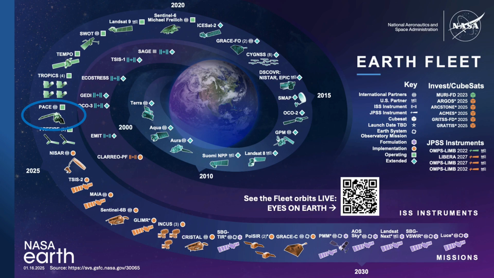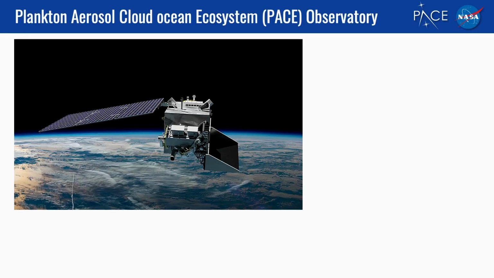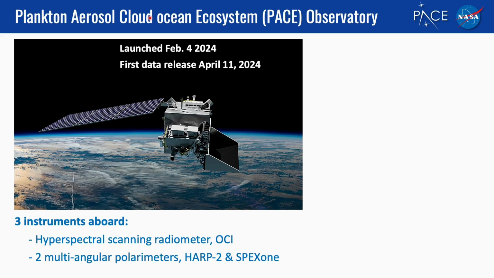So PACE was designed to bring a novel set of advanced ocean and atmospheric observation capabilities to NASA's world-class Earth observation fleet, expanding our ability to observe and understand our home planet. So what is PACE bringing to the fleet? First of all, PACE stands for the Plankton Aerosol Cloud Ocean Ecosystem mission. PACE was launched February 4th of last year, and our first data release was just 1 year and 4 days ago. There are 3 instruments aboard PACE.